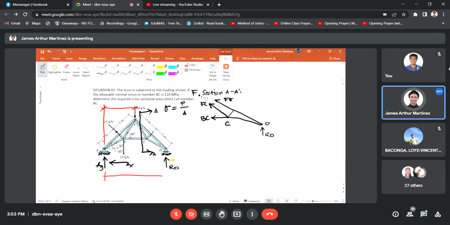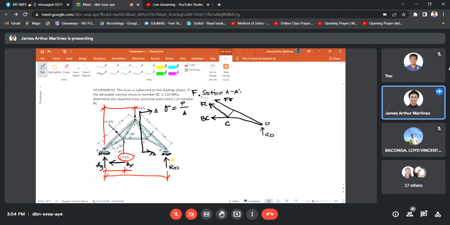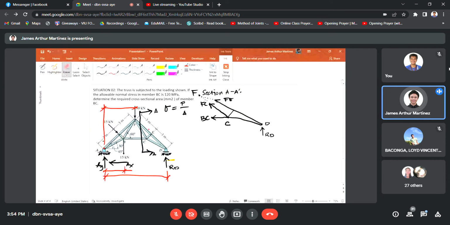The data we need to obtain, as well as for the 15 kilonewton force, we don't have its moment arm yet with respect to point A, or pin A. So we need this data to compute the moment arm of the 15 kilonewton force. We will leave it as that.